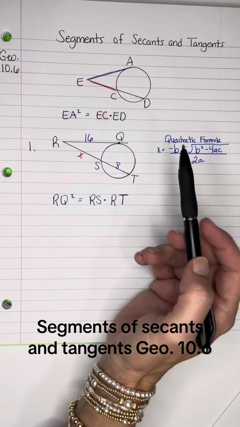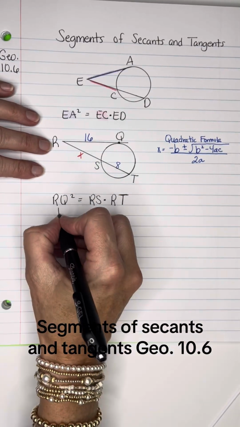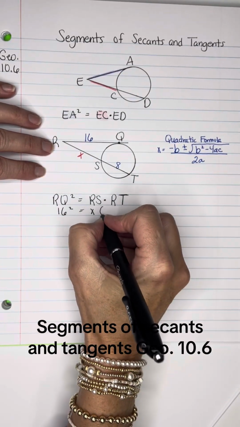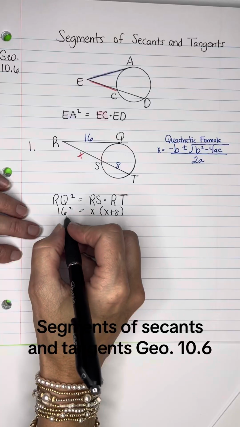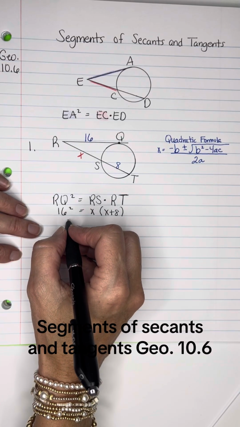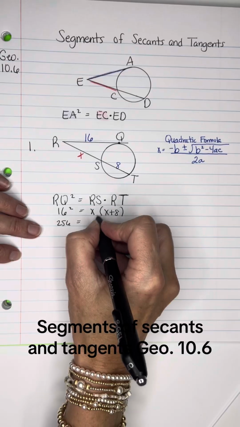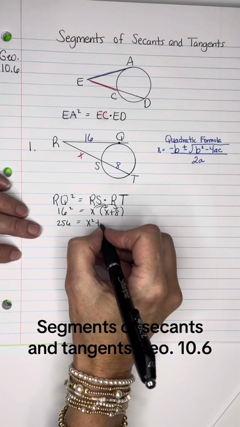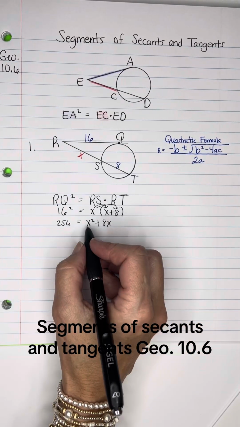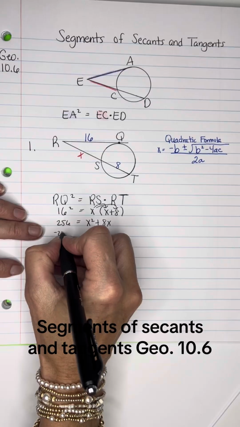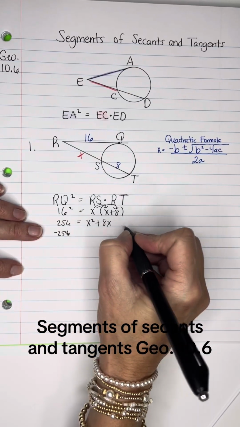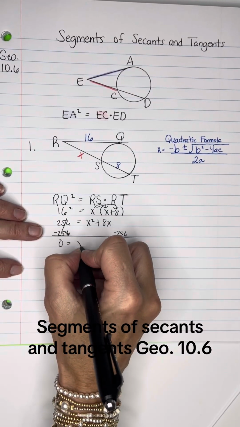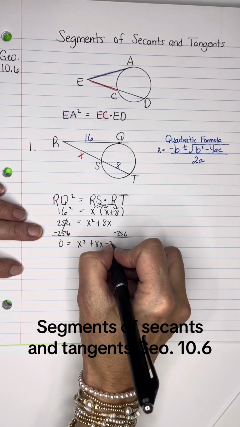So let's apply that to this. RQ, the tangent part, is 16 squared. RS is x, and RT is x plus 8. All right, so 16 squared is 256 equals, let's distribute this, that's x squared plus 8 times x, which is 8x. Now, since we have a squared, let's get everything to the right side by subtracting 256 from both sides. We'll have 0 equals x squared plus 8x minus 256.